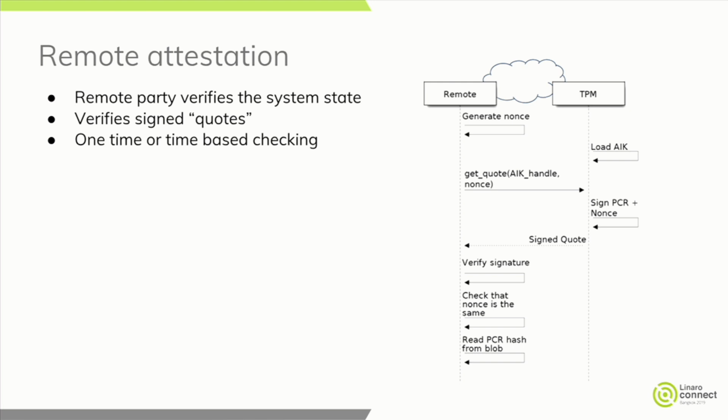And the way that it works is based on this PCR. Since the hash computation is, you can't really change it. So if you change the order of boot binaries and so on, you will get a different hash value. So you know that if the signature of the quote is correct and the hash value is what you expect, then you can know that the system is in the state that you expect. And yeah, as I've written, you can do it one time, and you can do it time-based if there is some need to check it all the time and so on.